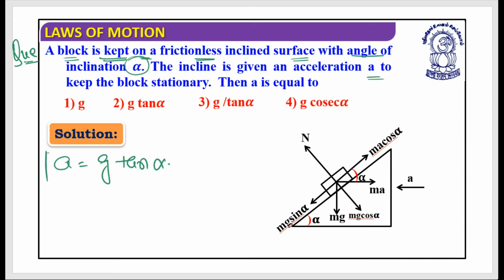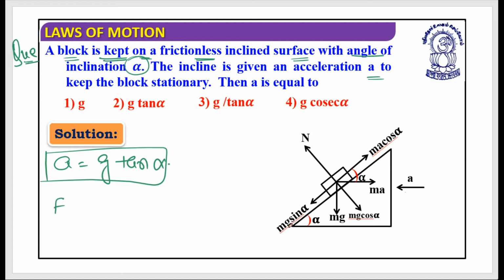If you do not know this, then please revise the lecture on pseudo force. We did this question in the lecture on pseudo force. So let's discuss all the questions related to this. This acceleration should be equal to g tan alpha.